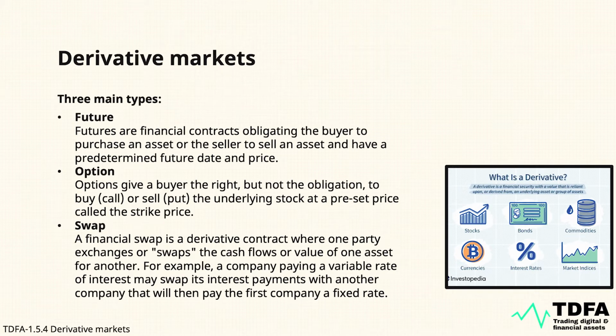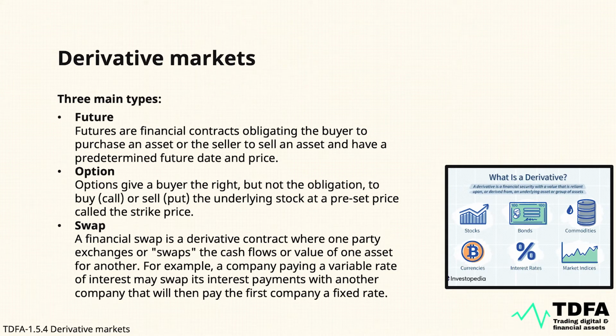And if you know, for example, the film The Big Short, in that film they discuss the credit default swap. So I encourage you to do your own research there and look up what a credit default swap is. But let's just briefly discuss the definition. A financial swap is a derivative contract where one party exchanges or swaps the cash flows or value of one asset for another. For example, a company paying a variable rate of interest may swap its interest payments with another company that will then pay the first company a fixed rate.